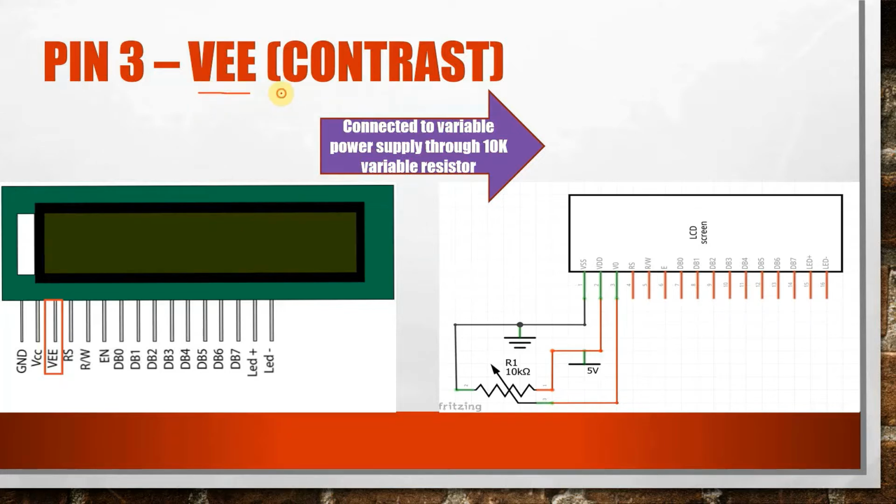Pin number 3 is VE, the contrast pin of the LCD. It is connected to a variable power supply through a 10K variable resistance. You can see in the figure that one end of the potentiometer is connected to +5, the other end is connected to the ground, and the third end, that is the variable end of the potentiometer, is connected to the third pin. So the third pin is used to control the contrast. By changing the position of this variable resistor, we can change the contrast of the LCD.